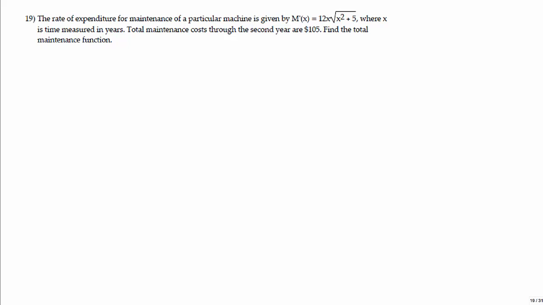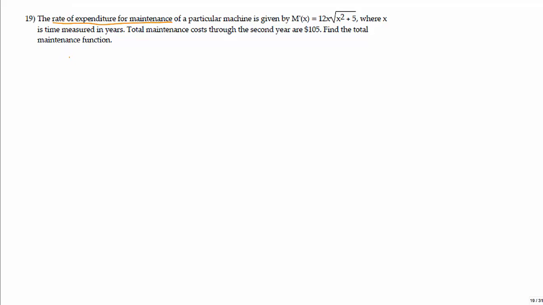The rate of expenditure for maintenance of a particular machine is given by m prime of x equals 12x square root of x squared plus 5, where x is time measured in years. Total maintenance costs through the second year are $105. Find the total maintenance cost function. Okay, so I'm asked to find the maintenance cost function, and I'm given the rate of maintenance.